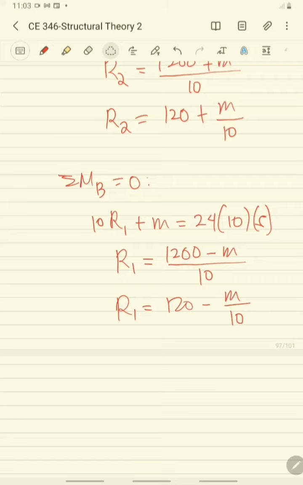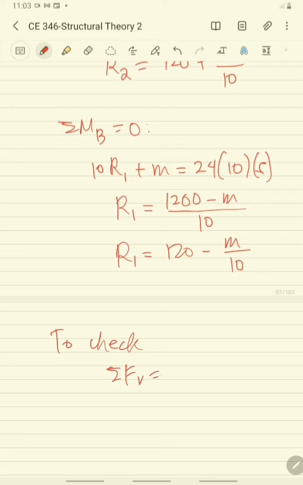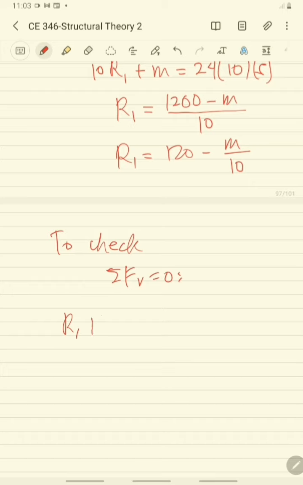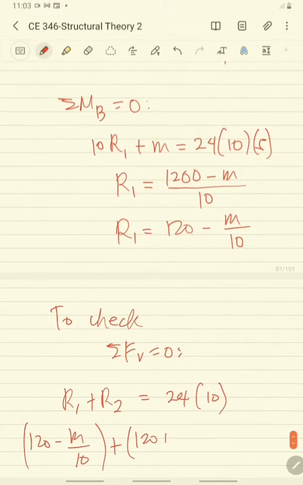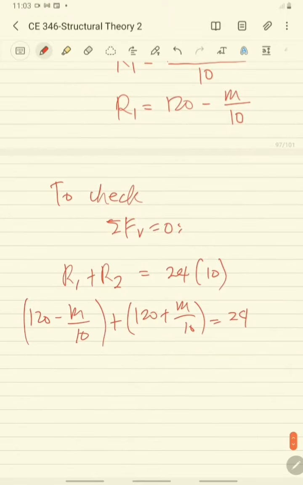Okay, we need to check if our R1 and R2 are correct. So we have to check all forces vertical equal to 0. So you have R1 plus R2 is equal to 24 times 10. So R1 is 120 minus M over 10, plus R2, that is 120 plus M over 10, and that is equal to 240. So 120 plus 120 is equal to 240. So the left side is equal to the right side. So we can say that the equations for our R1 and R2 are correct.